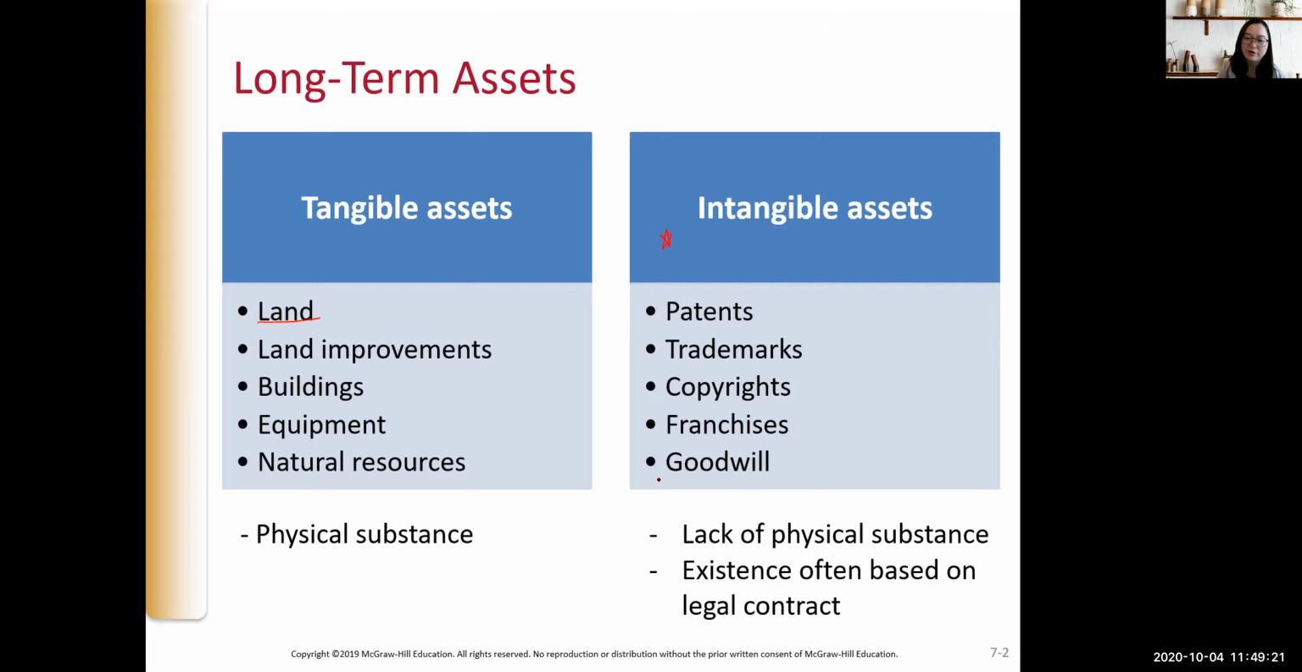Goodwill is something that is pretty new to you, I believe, and it was to me as well when I learned it in this class. It often happens in an acquisition, and we're going to talk about it in detail. A lot of companies nowadays have a lot of assets under the name of goodwill, especially Fortune 500 companies. In summary, an intangible asset is an asset that lacks physical substance, and its existence is often based on a legal contract.